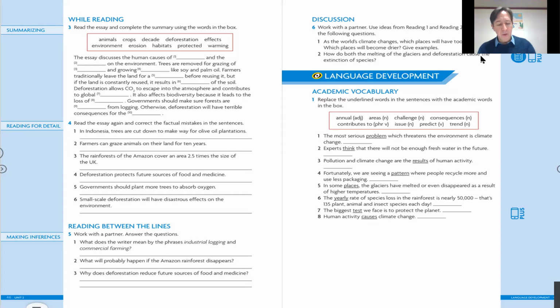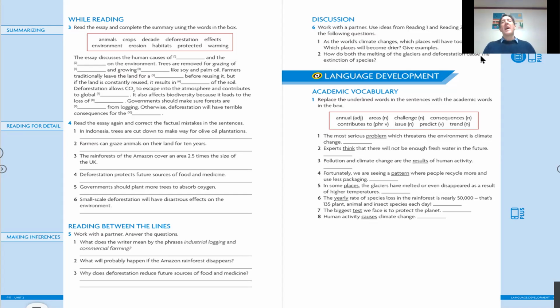Deforestation allows CO2 to escape into the atmosphere and contributes to global warming. It also affects biodiversity because it leads to the loss of habitats. Governments should make sure forests are protected from logging. Otherwise, deforestation will have terrible consequences for the environment. Okay, number 4, read the essay again and correct the factual mistakes in the sentences.